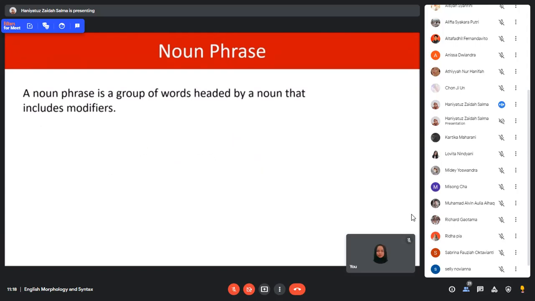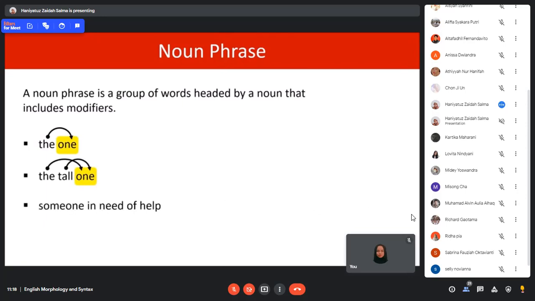There's something else we need to say about noun phrases. Noun phrases can also be headed by a pronoun that includes modifiers. So look at this, the one. The word one is a type of pronoun and it's modified by the. The tall one. Again, one, a pronoun modified by the and tall. Here's another example. Someone in need of help. Well, someone is a pronoun and it's being modified by this prepositional phrase. So this is a noun phrase.